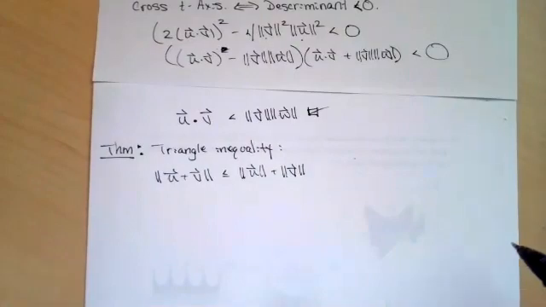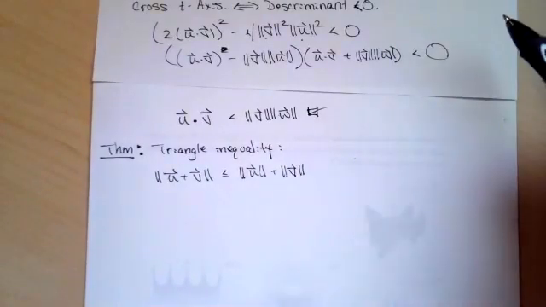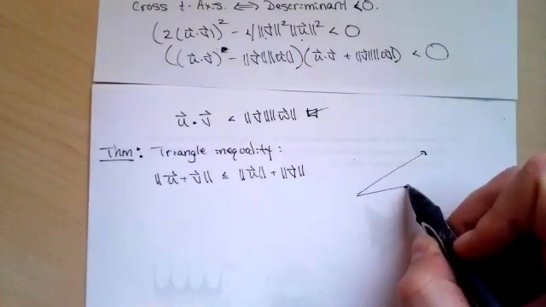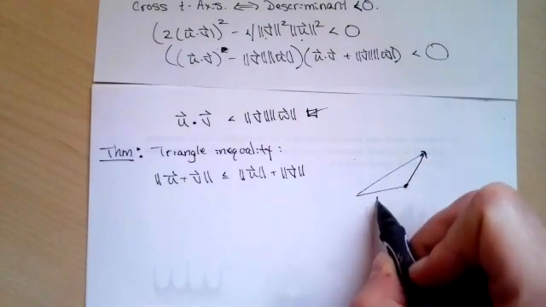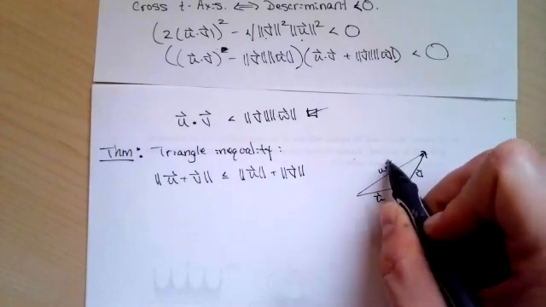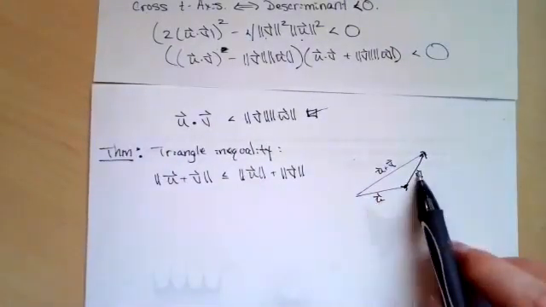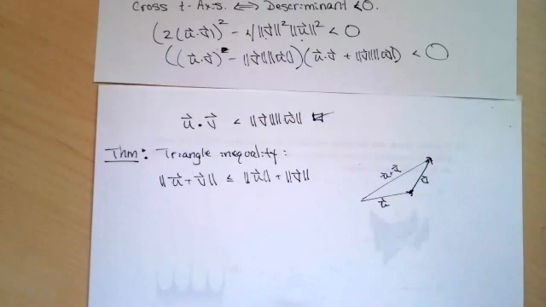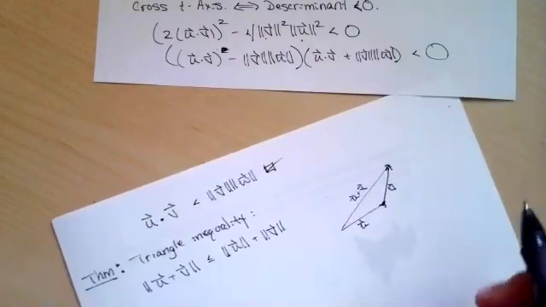So we drew a picture for this the other day and showed why. If we have vectors u and v and then u plus v, the sum of two individual lengths of a triangle should always be bigger than the third. We can prove this using the Cauchy-Schwarz inequality.